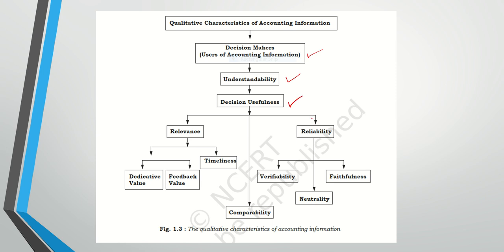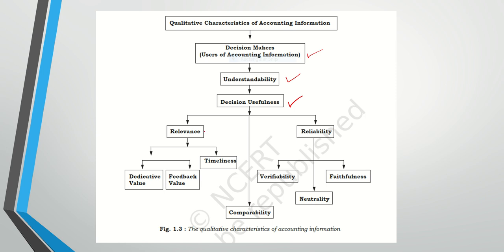Then decision usefulness. Supposing the manager wants to make a decision based on the accounting information, he will require some numbers. So the accounting information must provide all the necessary numbers for him to make that particular decision. If he doesn't get the information from the accounting reports, then he can't make such a decision, and it is of no use. So the accounting reports should have all the information to make the decisions.